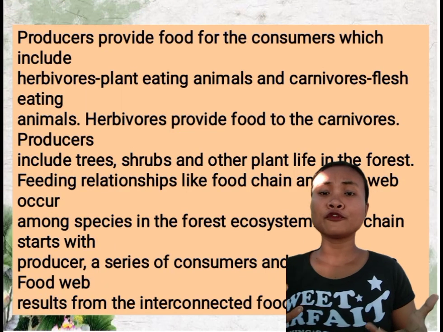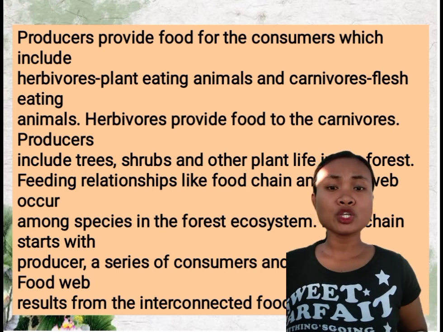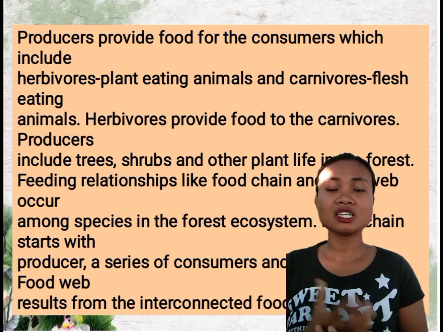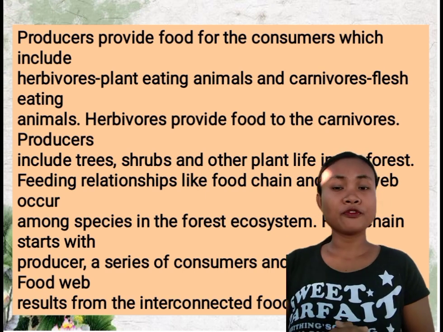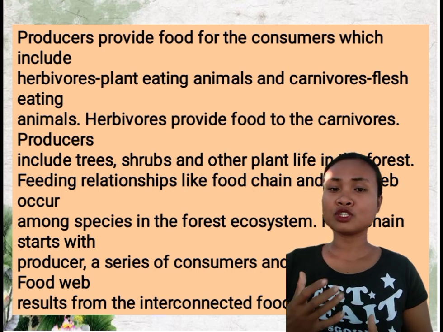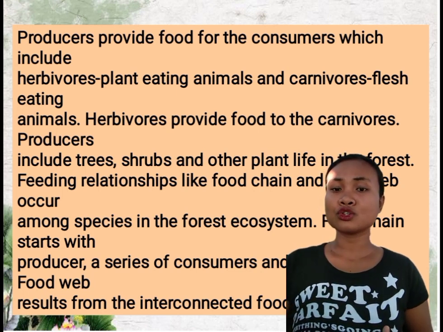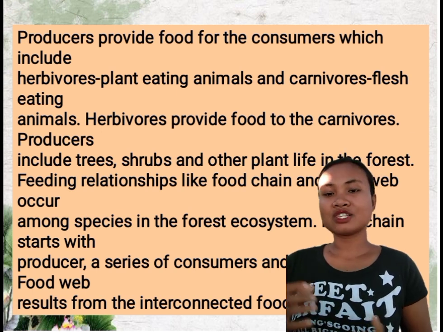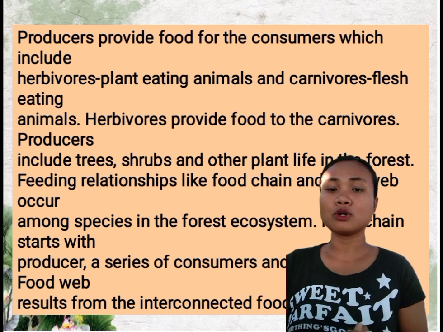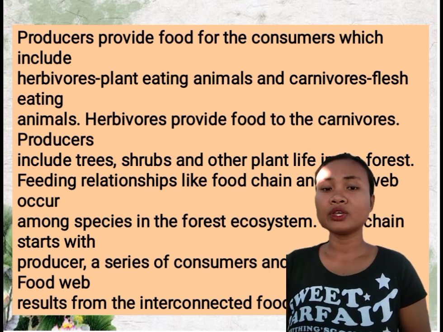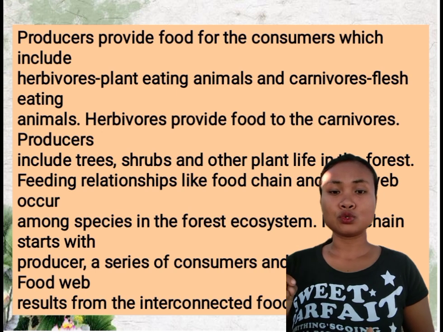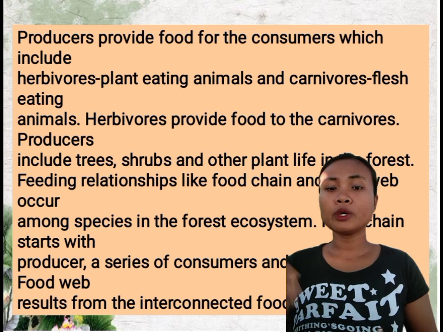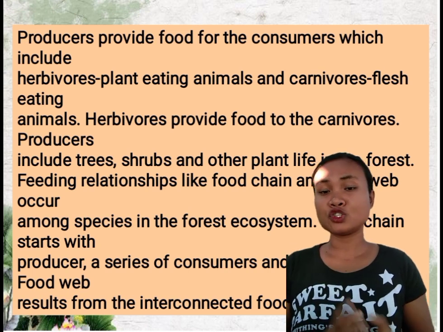Producers provide food for the consumers, which include herbivores, plant-eating animals, and carnivores, flesh-eating animals. Herbivores provide food to the carnivores. Producers include trees, shrubs, and other plants that live in the forest. Feeding relationships like food chain and food web occur among species in the forest ecosystem. Food chain starts with a producer, a series of consumers and decomposers. Food web results from the interconnected food chains.